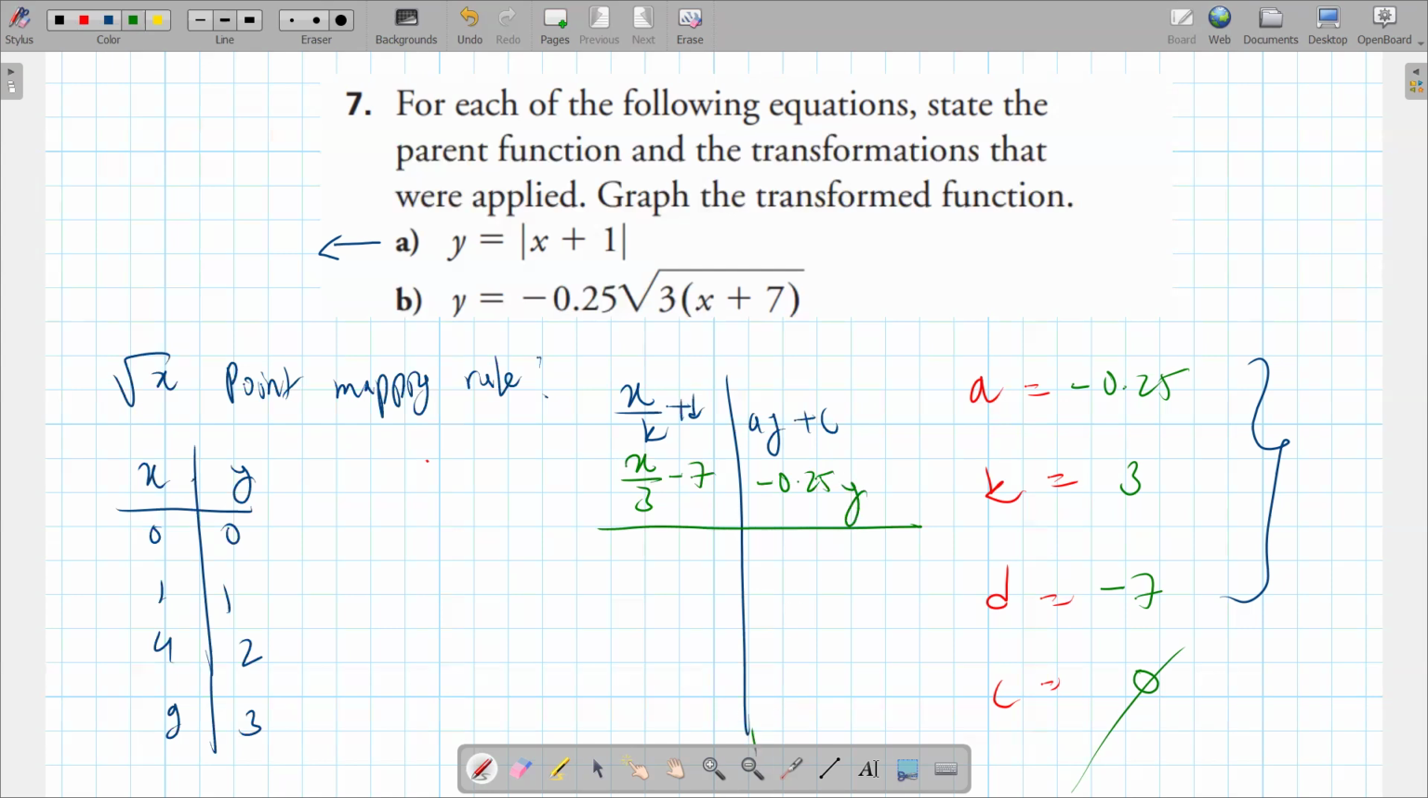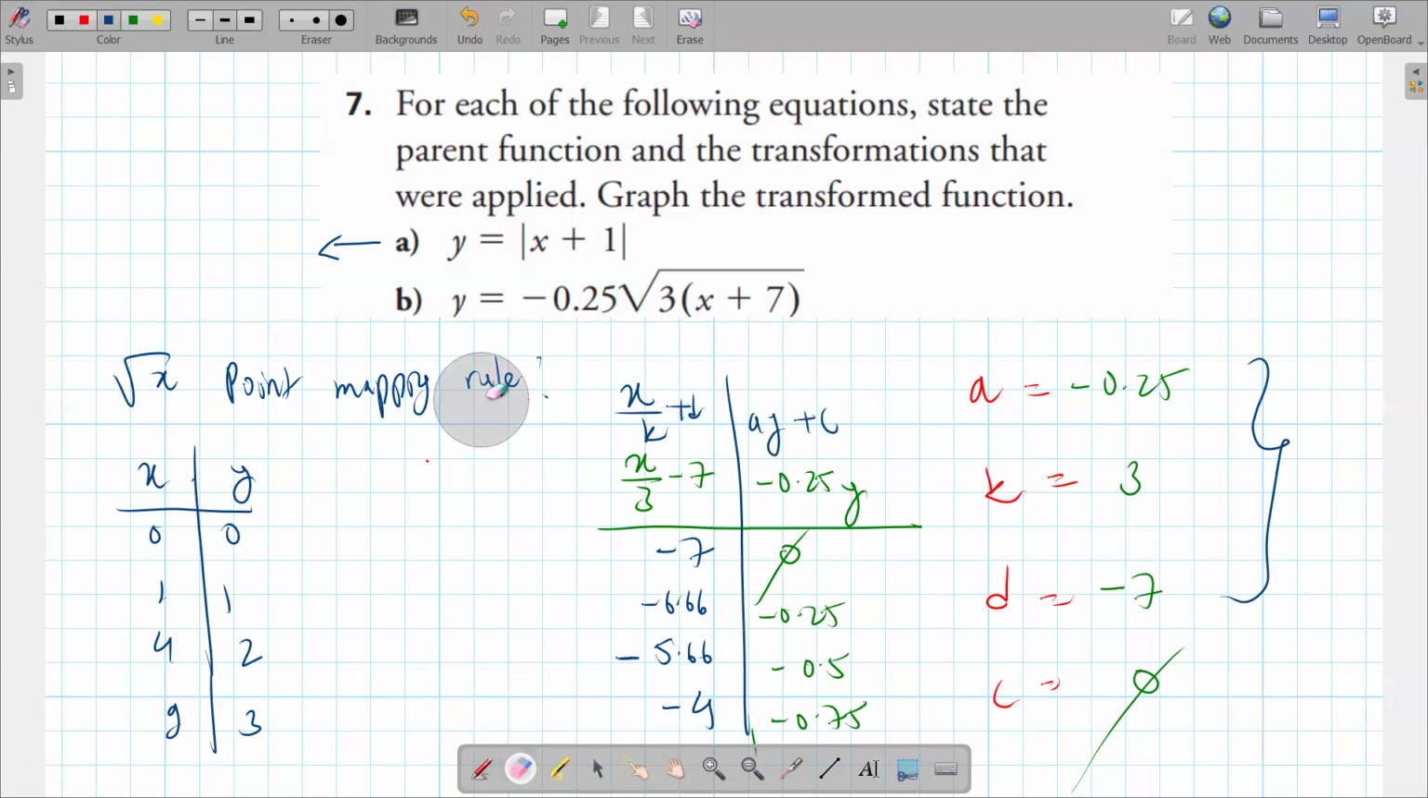You agree? So let's plug these in. I'm going to do the y values first: 0, negative 0.25, negative 0.5, negative 0.75. For my x values, I divide by 3 and minus 7. 1 over 3 is 0.33, minus 7 gives negative 6.66. Cool.